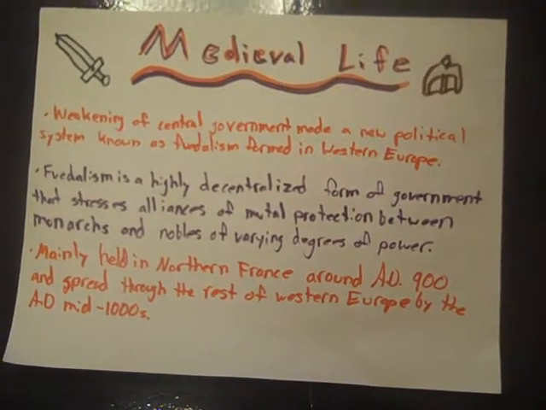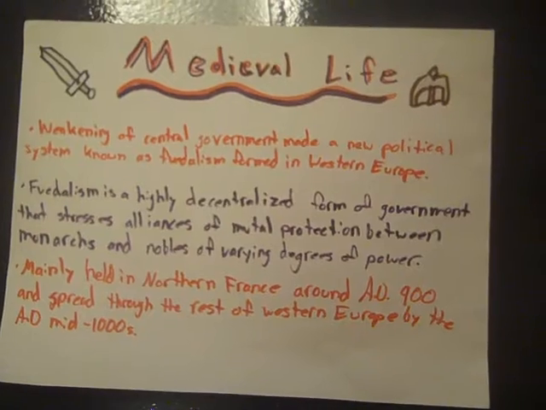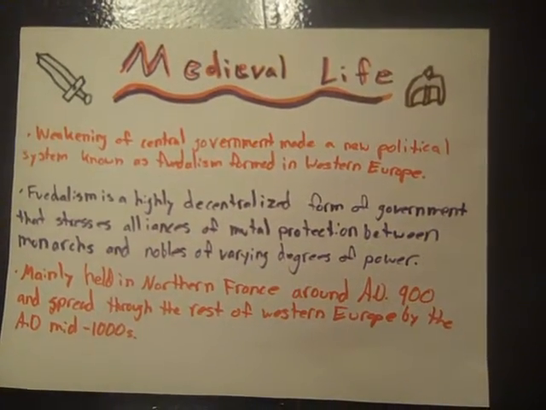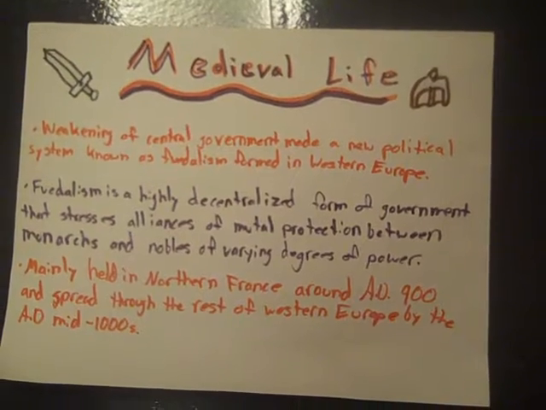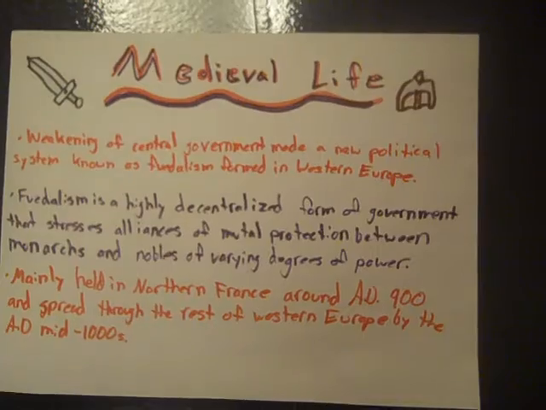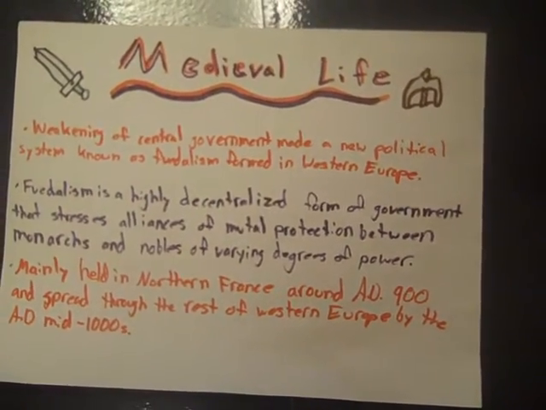Feudalism is a highly decentralized form of government that stresses alliances of mutual protection between monarchs and nobles of varying degrees of power. Mainly held in northern France around AD 900, it spread to the rest of Western Europe by the AD mid-1000s.